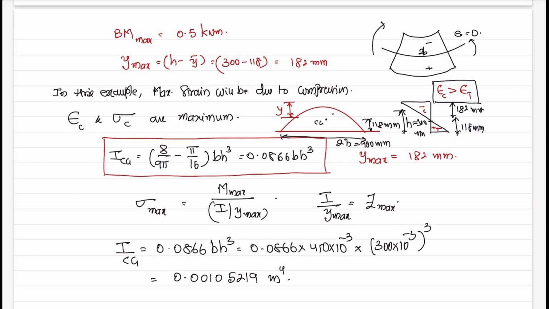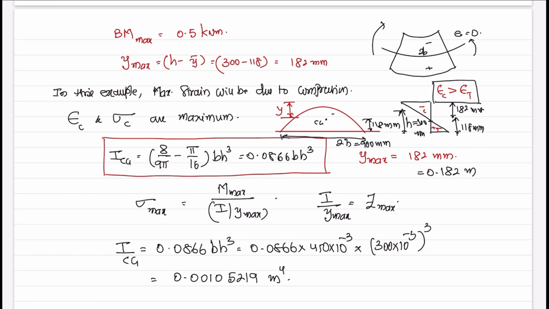If you calculate in mm, it will be a very big value. When you calculate in meters, please be very careful with the units. This is the moment of inertia of the cross section. Now, y max is equal to 0.182 meters.